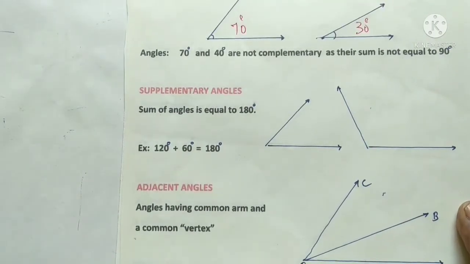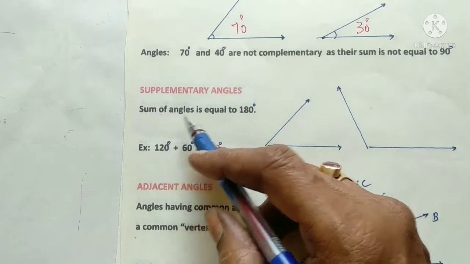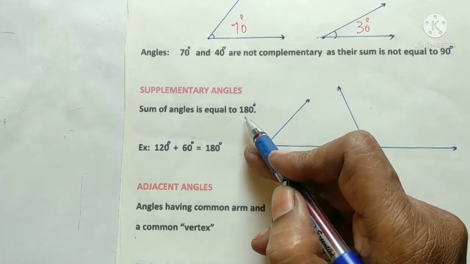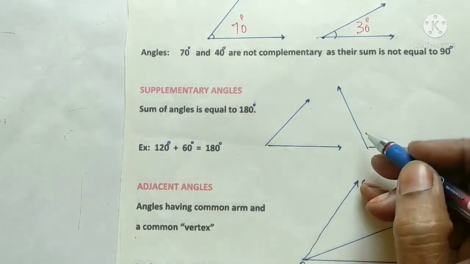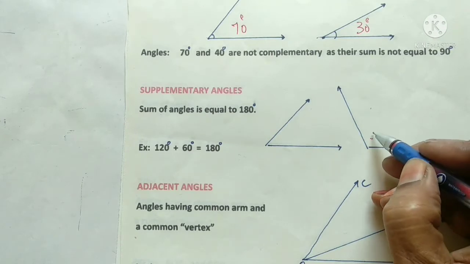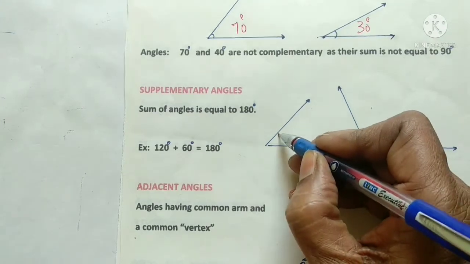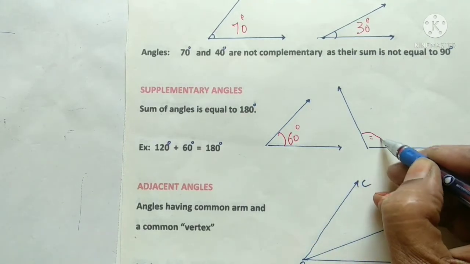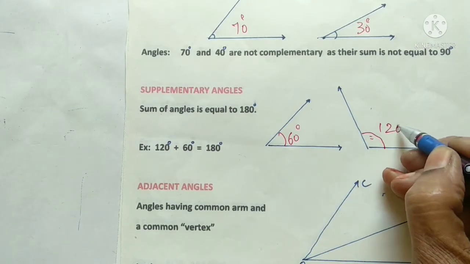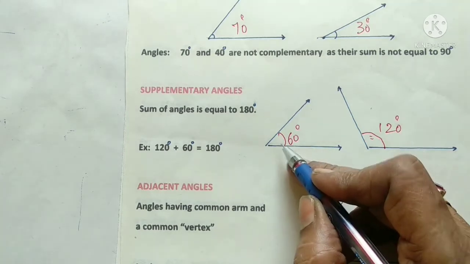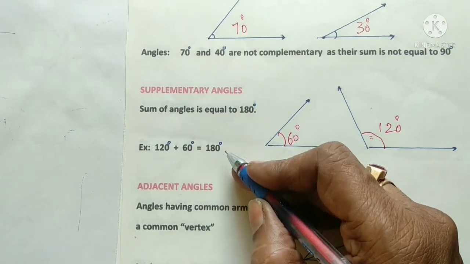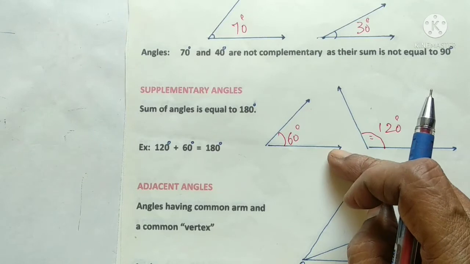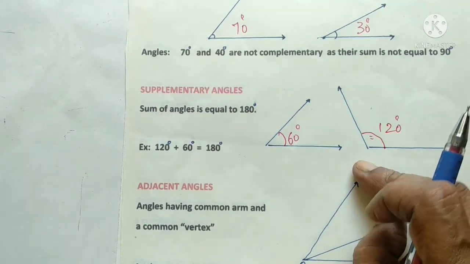Then what is supplementary? When the sum of angles is equal to 180 degrees. Here, let us say it is 60 degrees and then it is 120 degrees. So the sum, 120 plus 60, is 180 degrees. So these two angles are called supplementary angles.